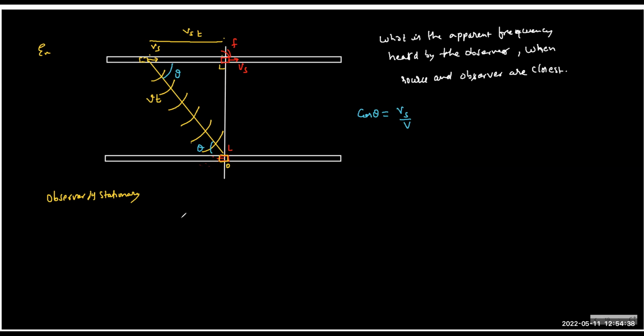So now if I want to write the f dash, it's very easy to write, because we have the formula: f into v plus minus v observer, which is 0, correct? Upon v minus the velocity of the source towards the observer at the instant of emitting a sound. So the source is approaching the observer at what speed? It's not Vs, it is Vs cos theta.